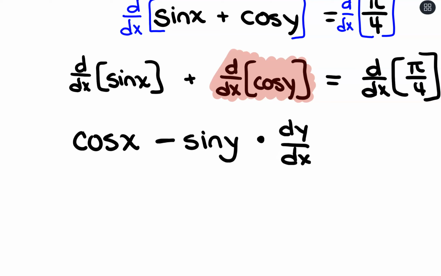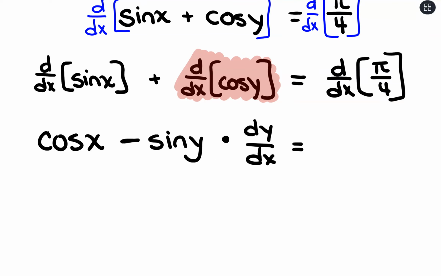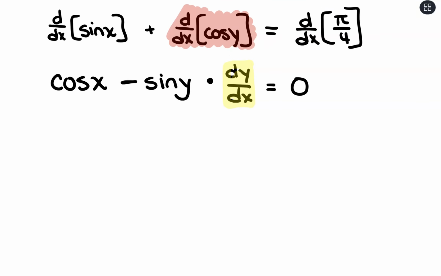So for what we're seeing there, following our normal rules, we keep y as the input, but because of that chain rule, we end up with dy/dx multiplying on. And then d/dx of pi over 4 is just a constant, so that turns into 0. And now we want to solve for dy/dx. So I'm going to subtract cosine x from both sides.